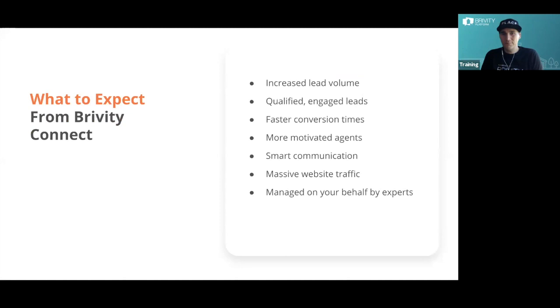Look, I'm a firm believer that you guys should go out and in certain scenarios, kind of push your brand and push your marketing. And that's why we built an entire tool, Brivity Marketer, that we're going to roll into here in just a second.